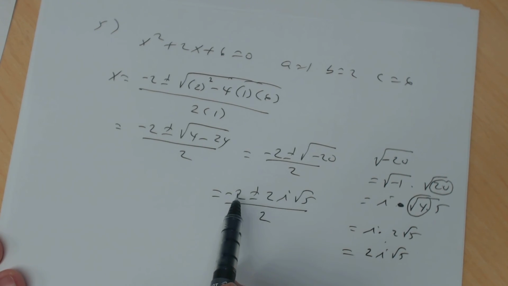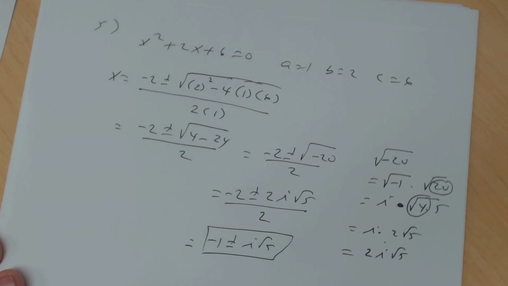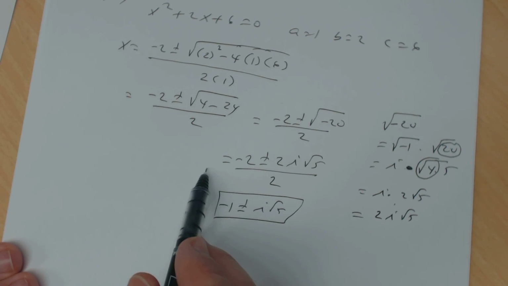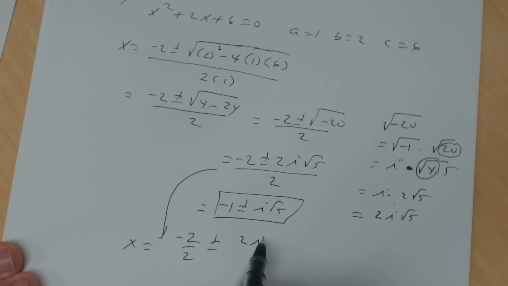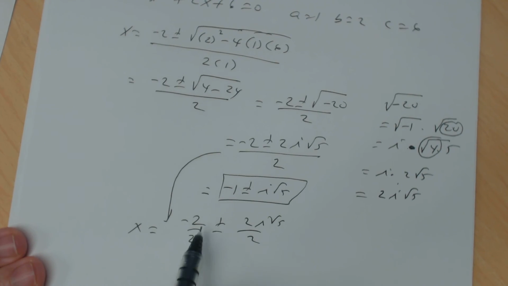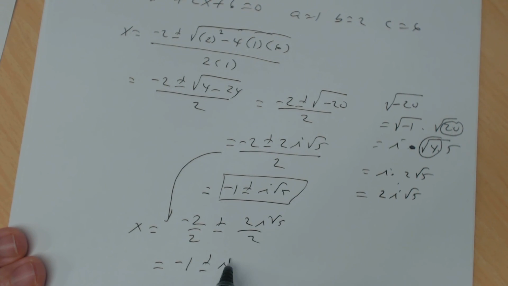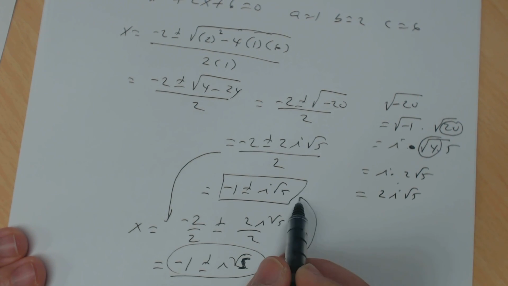And then again, notice that all of these numbers here are divisible by 2. So you really should have negative 1 plus or minus i square root of 5 as your solution. Now, if you didn't see what I just did, you could have seen that by just rewriting it like this: x equal negative 2 over 2 plus or minus 2i square root of 5 over 2. Negative 2 over 2 is negative 1, plus or minus 2 over 2 is 1, i square root of 5, and that's what you got here.